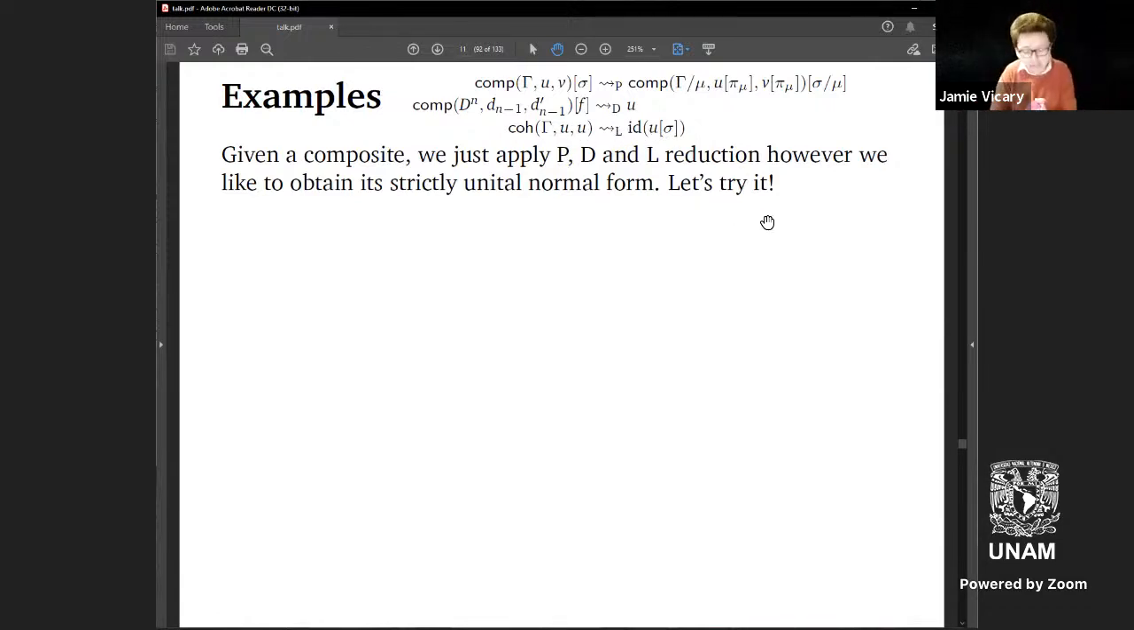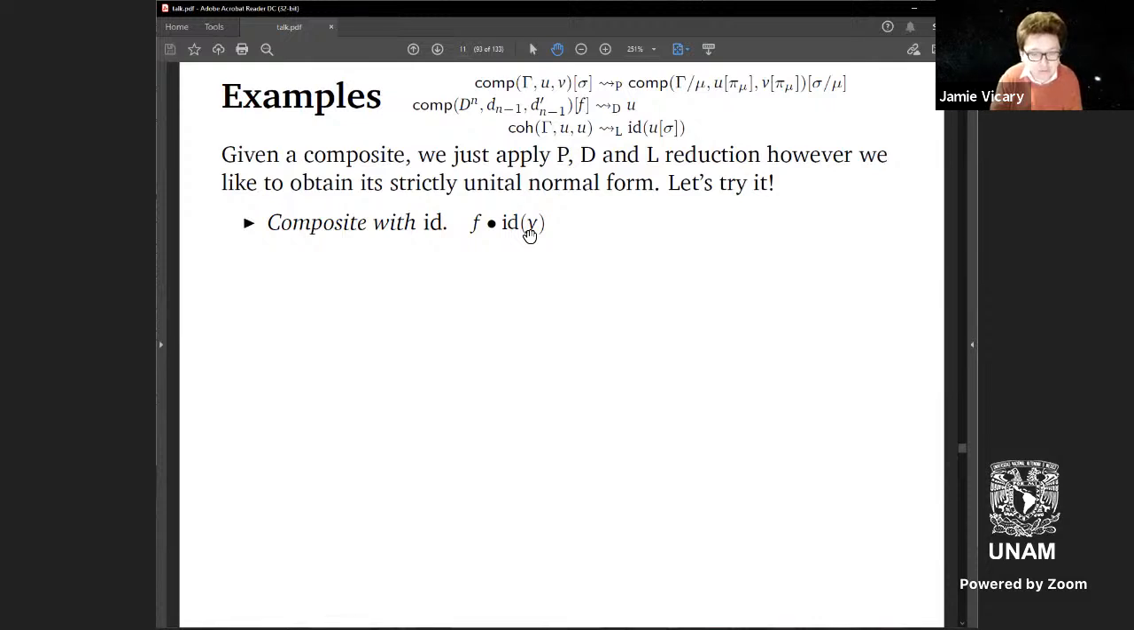Okay, so let's try it out. Now, this is definitely going to involve some audience participation. So the first thing we're going to look at is F composed with the identity on Y. So F is a one morphism from X to Y, and we're composing it with the identity on Y. So in a strictly unital one category or infinity category or two category, think of a strictly unital two category if you like, what would we hope this would simplify to? Are there any suggestions?